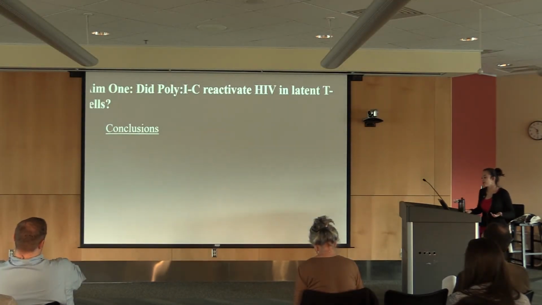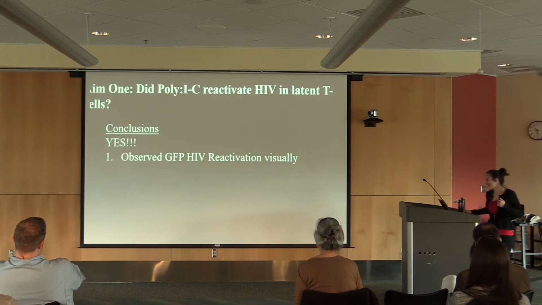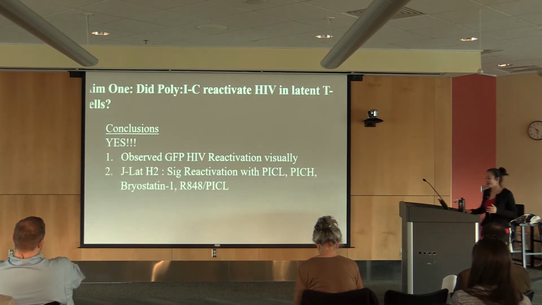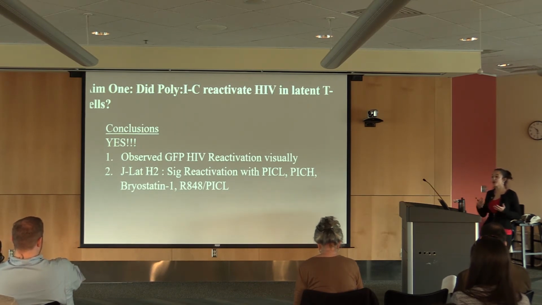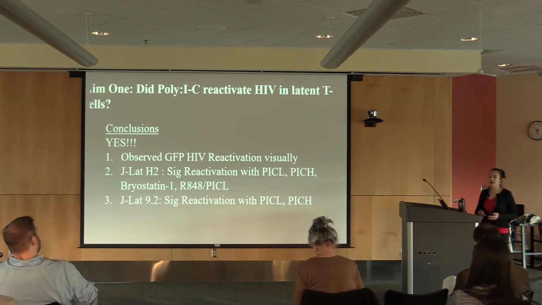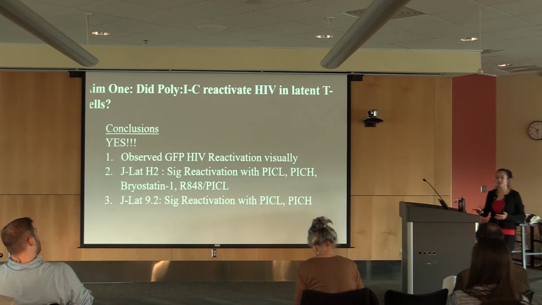All right, so A1, did poly-IC reactivate HIV in latently infected T cells? Yes, woohoo! We observed GFP HIV reactivation visually, so we did see green glowing cells. In JLAT H2s, we got significant reactivation with both poly-IC low and high molecular weight, as well as the positive control bryostatin 1 and the combination treatment. And then in JLAT 9.2s, we did see significant reactivation in both low and high molecular weight poly-IC.